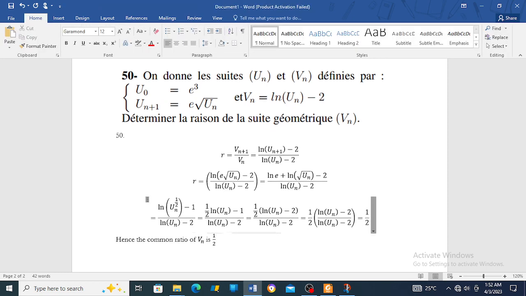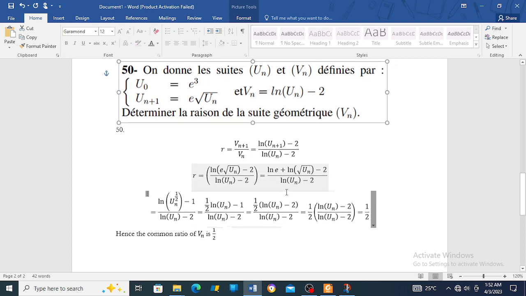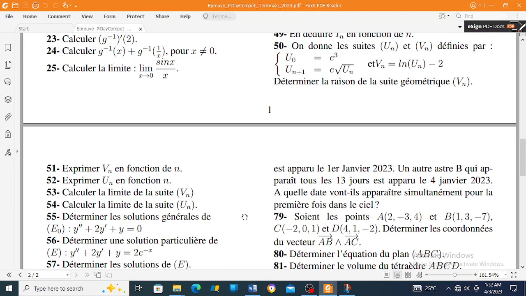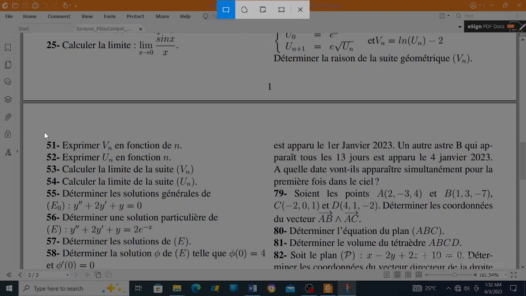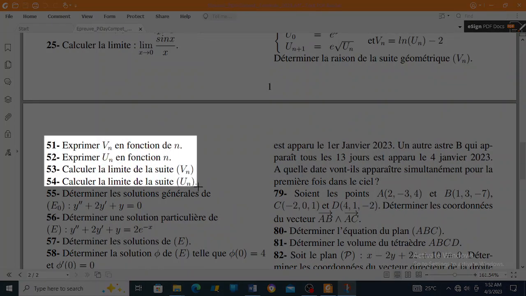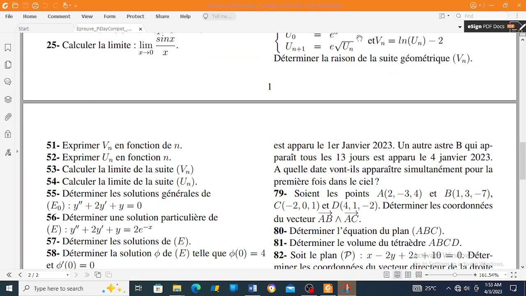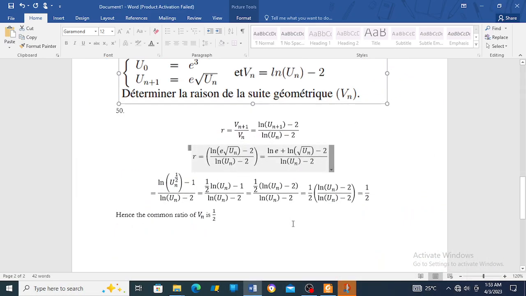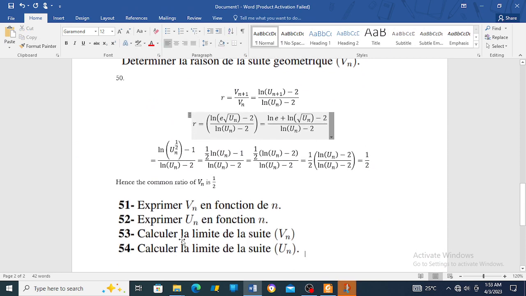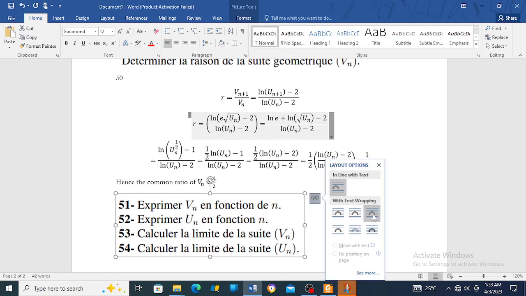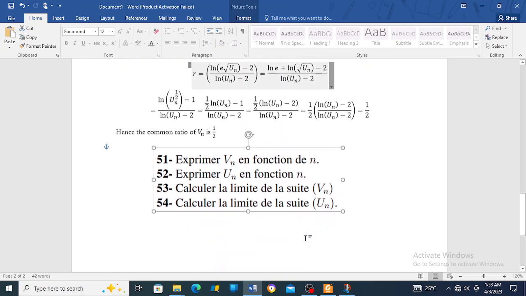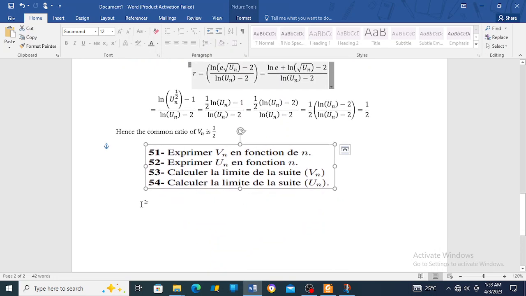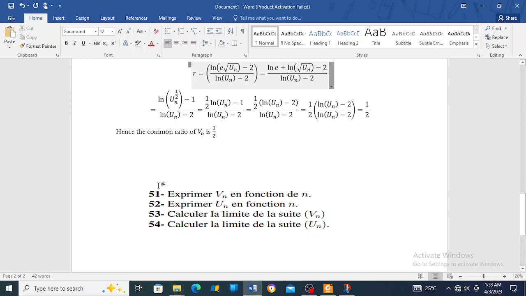Alright, we are done with 50. Now I will go back to the equation set, and then I crop the remainder of the equations. So we now have to solve 51 to 54. So let me just put that here. So 51 to 54, here's the set of equations. So let's begin with 51 first.